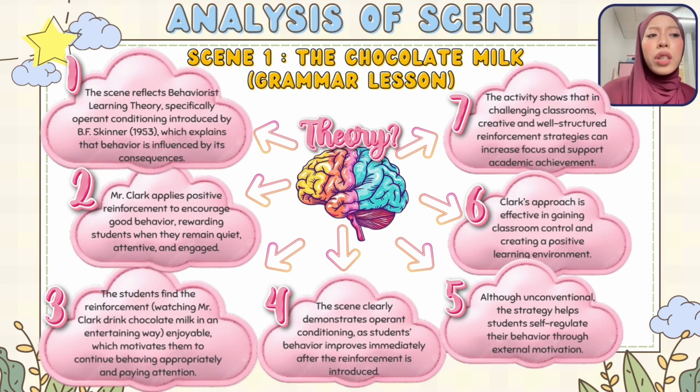Although unconventional, this strategy helps students self-regulate their behavior through external motivation. Mr. Clark's approach is effective in gaining classroom control and creating a positive learning environment. And lastly, the activity shows that in a challenging classroom, creative and well-structured reinforcement strategies can increase focus and support academic achievement.